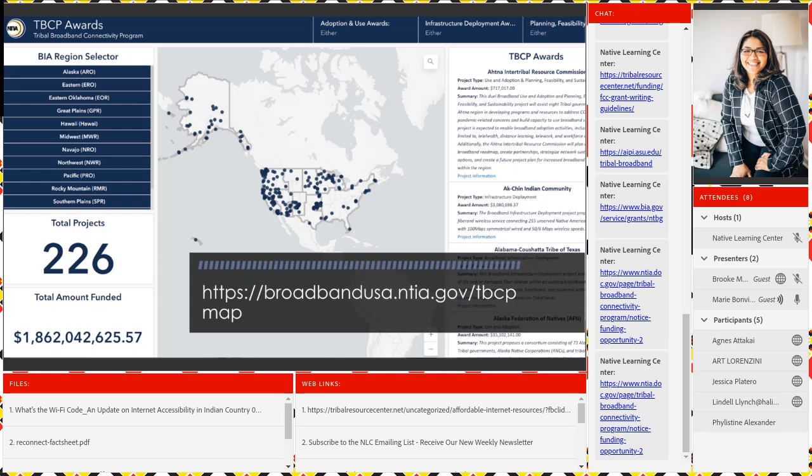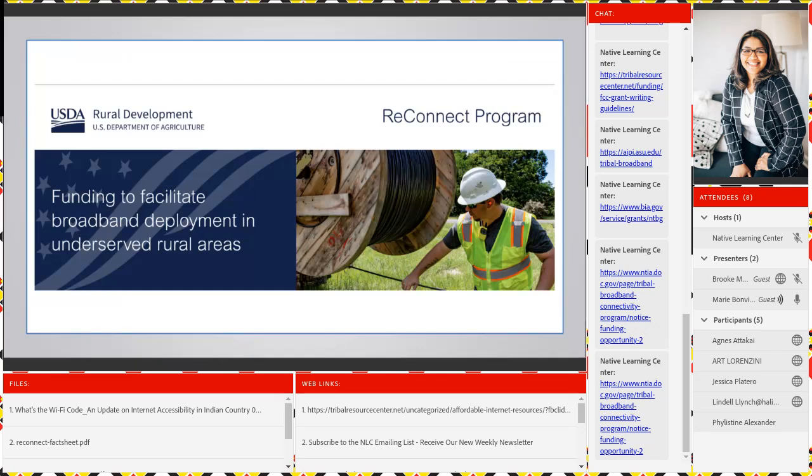And it talks about their project information as well. So I thought this was a great resource to give you ideas, if you're still in the planning stages. This can be a great roadmap for you to connect.